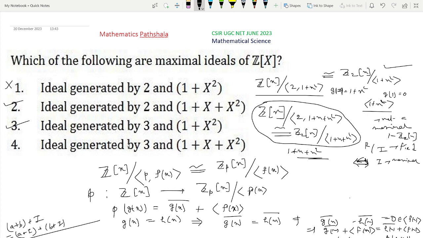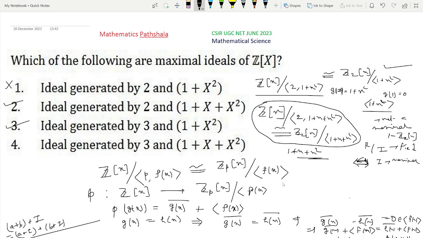For option 4, again we are not writing explicitly. We have Z[x] by the ideal generated by 3 comma 1 plus x square. Here 2 and 3 are prime in Z, so we can use this theorem here. The ring Z[x] by the ideal generated by 3 comma 1 plus x square is isomorphic to Z3[x] by the ideal generated by 1 plus x square. If we take g(x) equal to this polynomial 1 plus x square, then g(1) equals 3 equals 0 in Z3. So this polynomial has a root in Z3, so this is not irreducible in Z3[x].